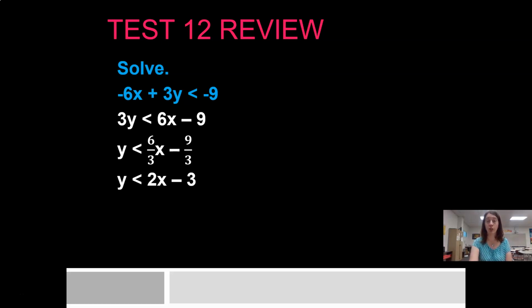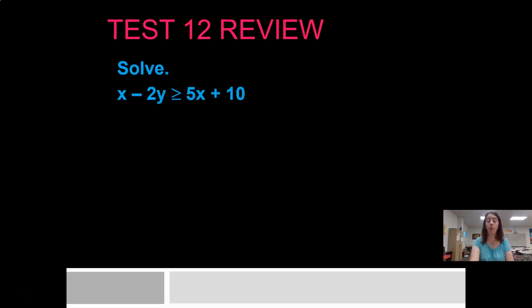One more question, just to review: how did we correctly solve our linear inequalities? This one will require one extra step as we're solving here. So x minus 2y is greater than or equal to 5x plus 10. Well, again, to solve, what does that mean? We have to get the letter y by itself. The letter y is on the left-hand side of the question, so I need to get rid of anything else that's on the left-hand side.